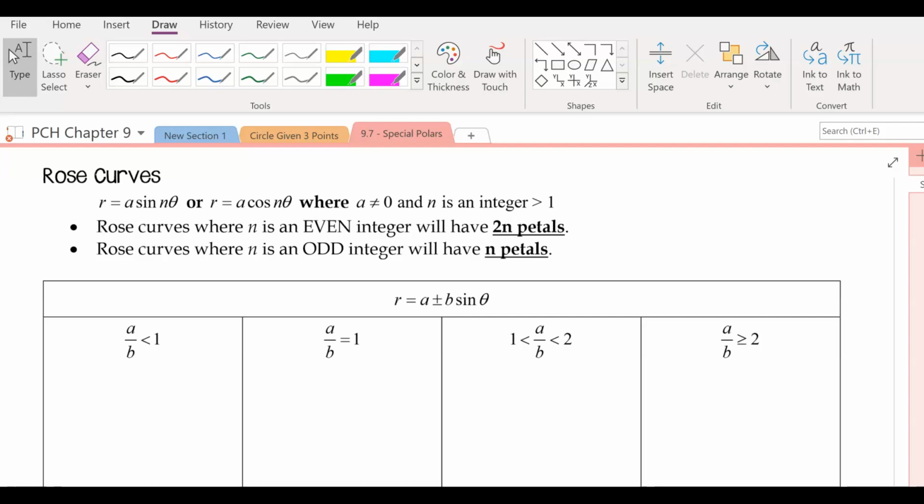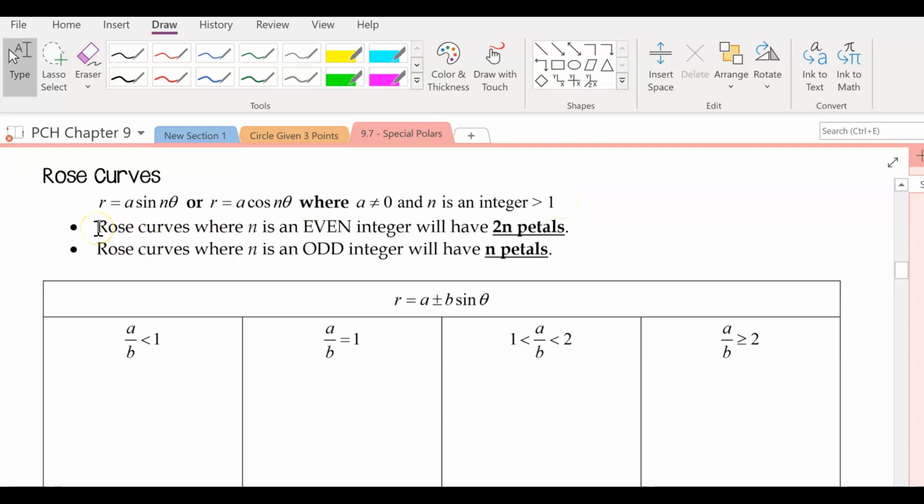This is Mr. Martin. This video is for Pre-Calculus Honors, and we are continuing to talk about section 9.7, graphs of polar equations. So in this video we're going to start talking about Rose curves. A Rose curve is in the form r is equal to a sine n theta, or r is equal to a cosine n theta, and obviously a cannot equal 0. And n is going to be an integer that's greater than 1.